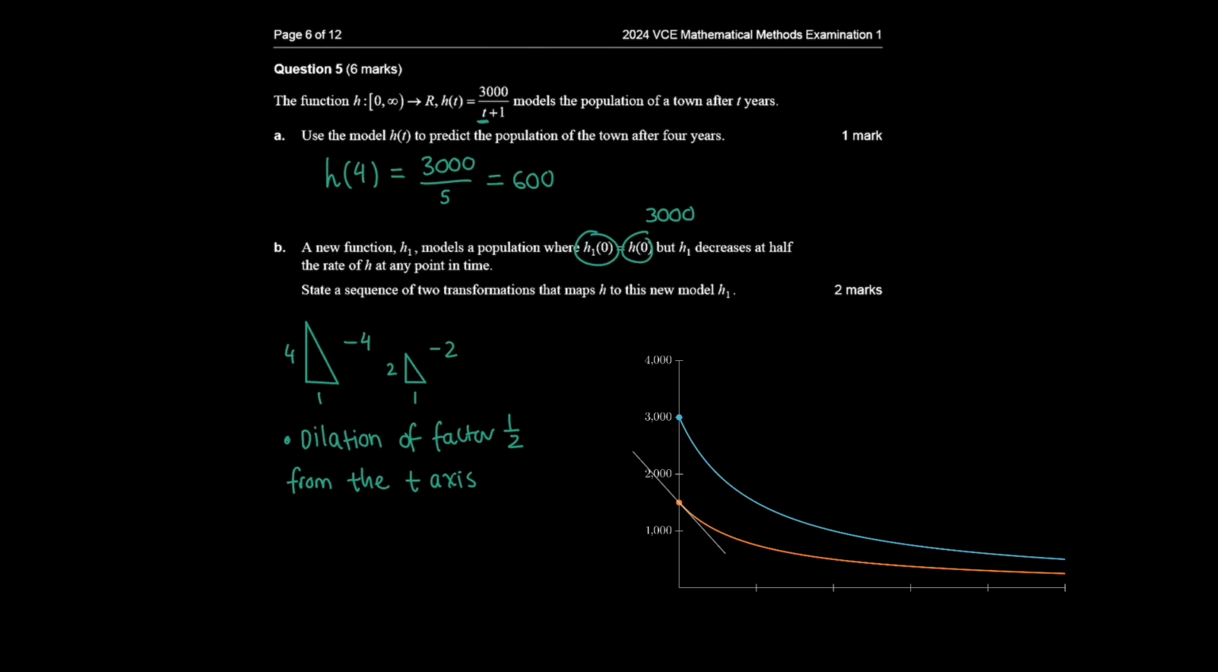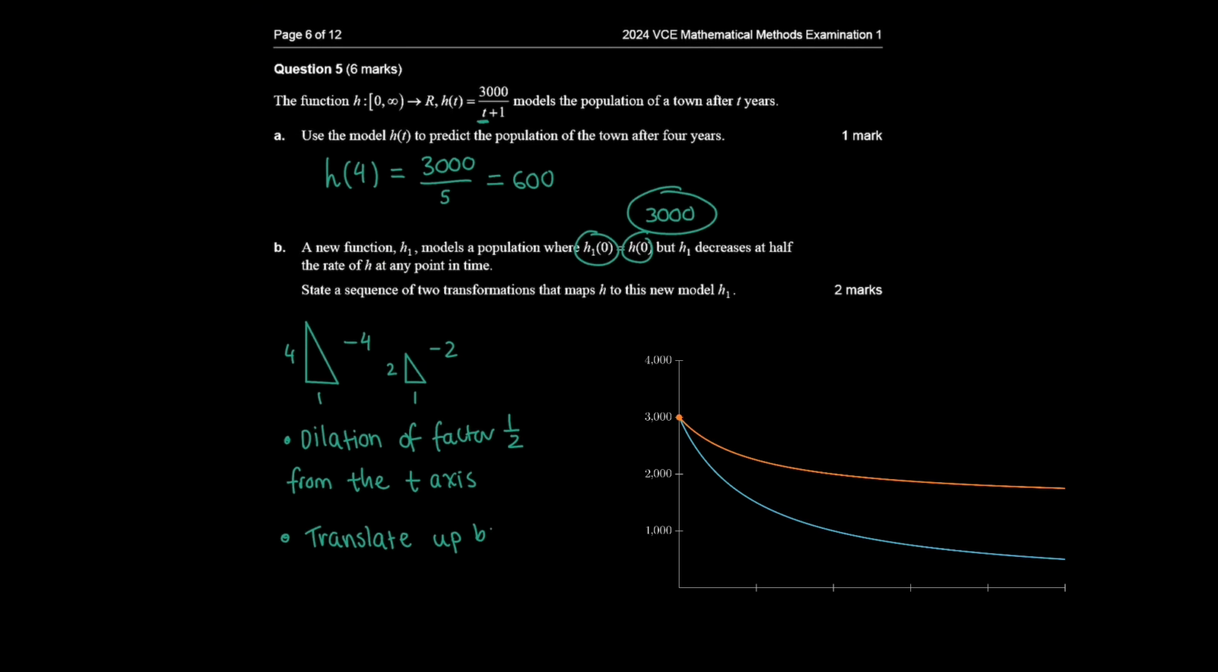But the problem is now that we've halved everything, our graph starts at 1,500, but we needed it to start at 3,000. So how do we get the 1,500 to 3,000? We just move the whole graph up by 1,500. So our next bit is translate up by 1,500.